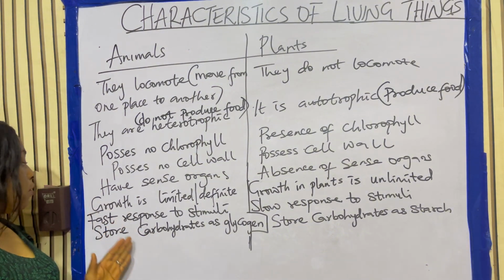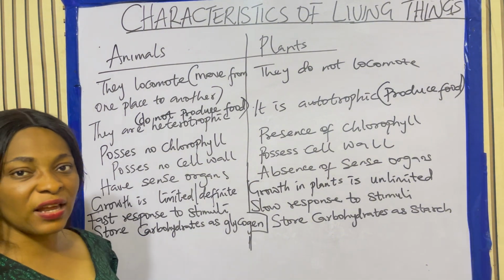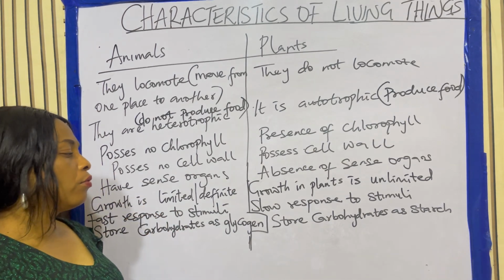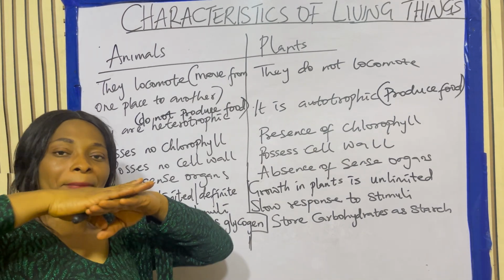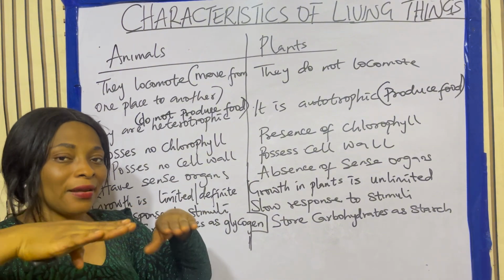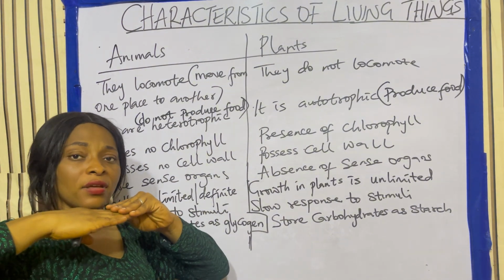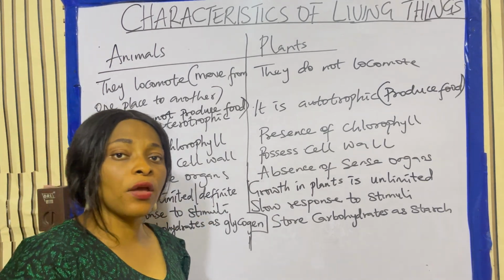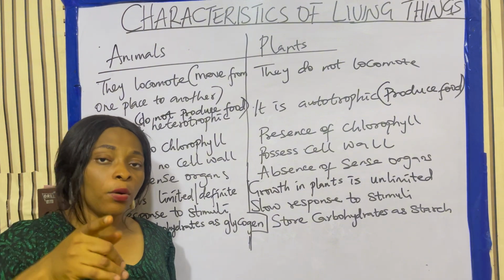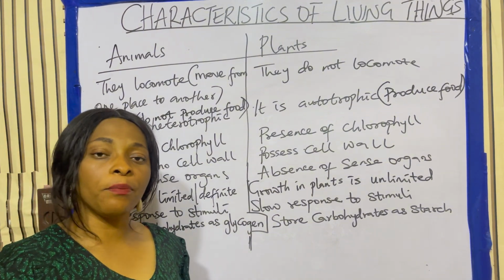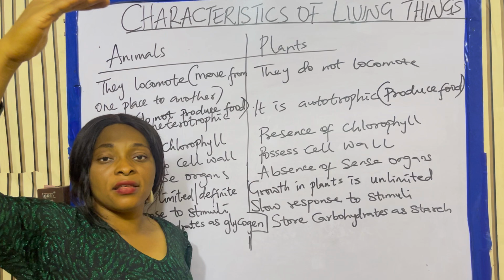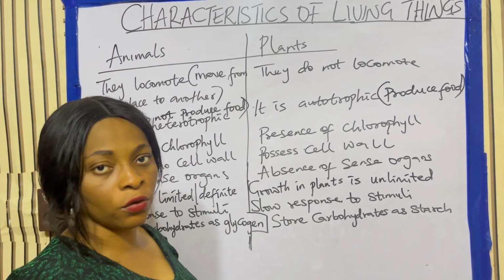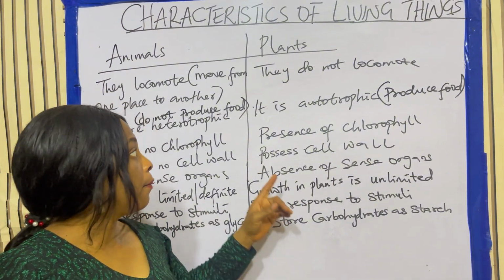Next, in animals, growth is limited or definite. There is a certain point where you get to, you will stop growing. Are we together? But it's not like that with plants. For example, a man, at age 21 years, you will stop growing. You will begin to develop. All your body will begin to develop. But it's not so with plants.